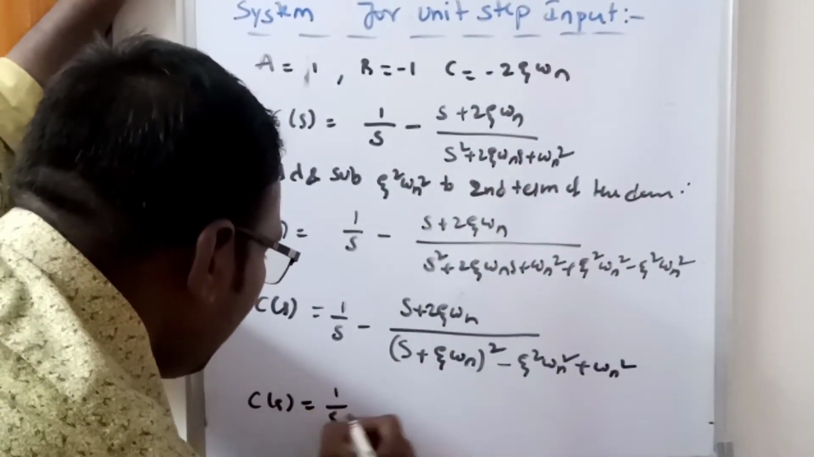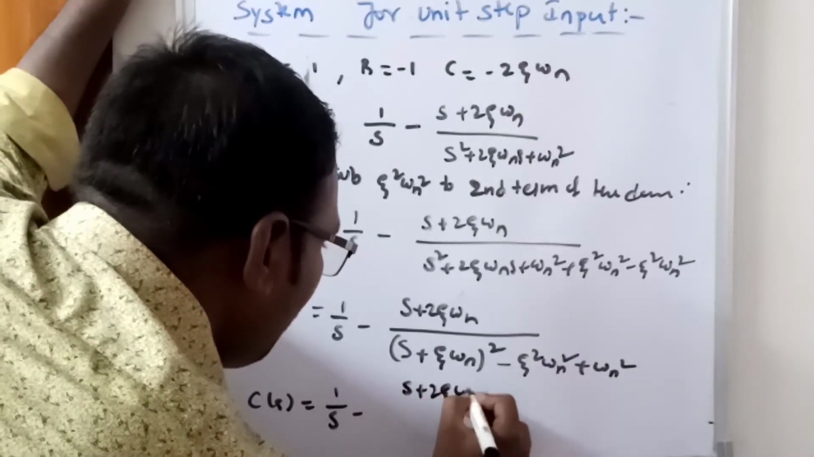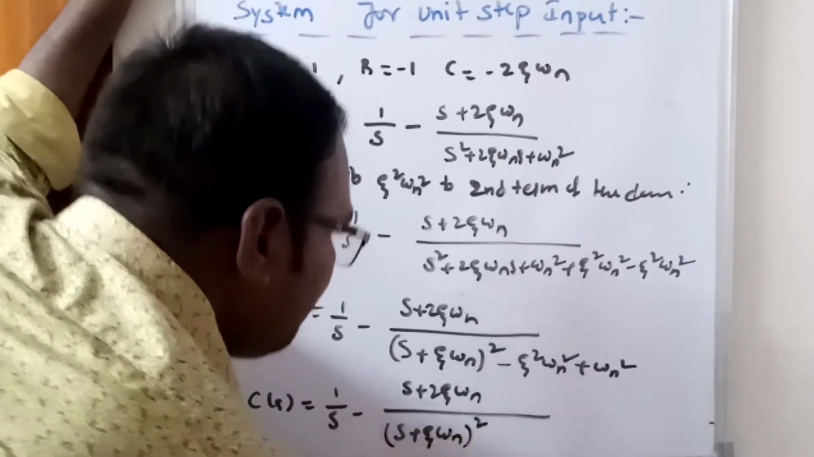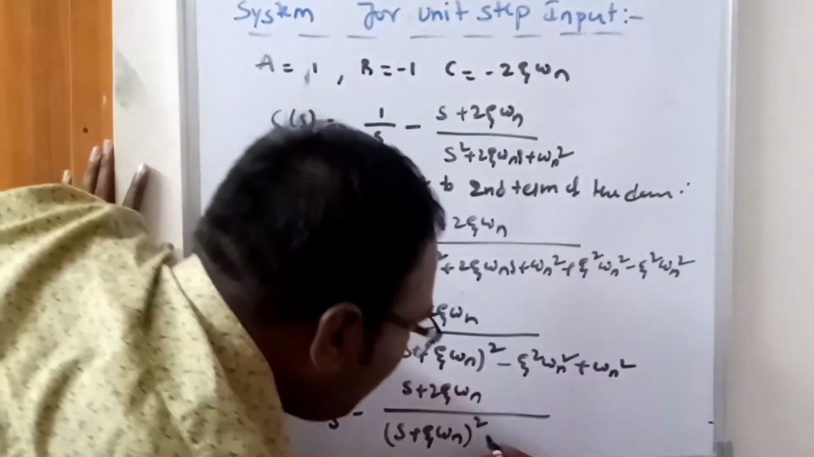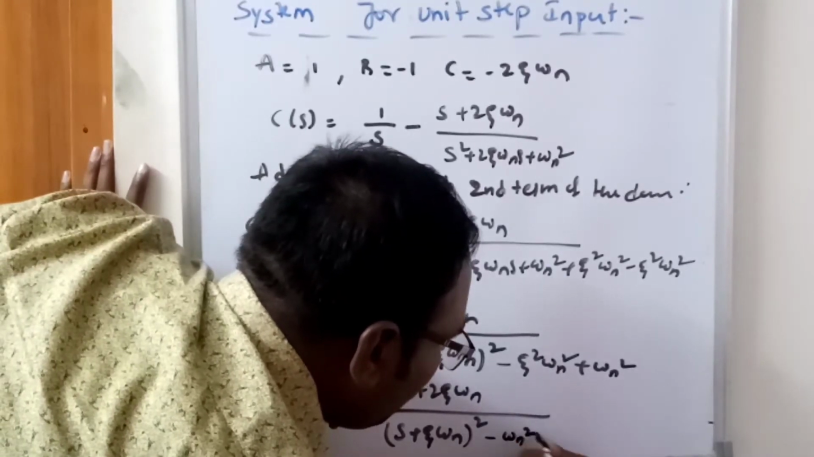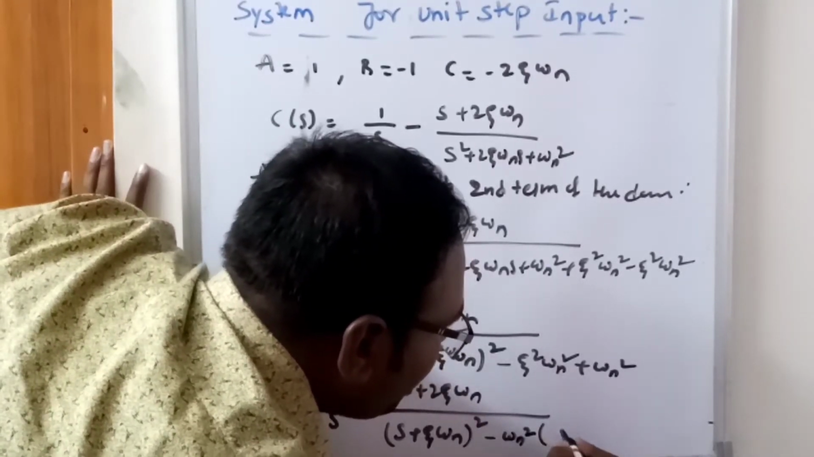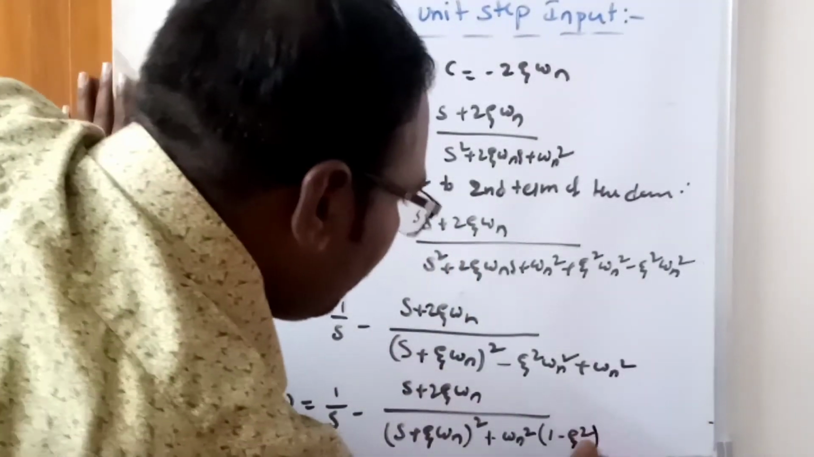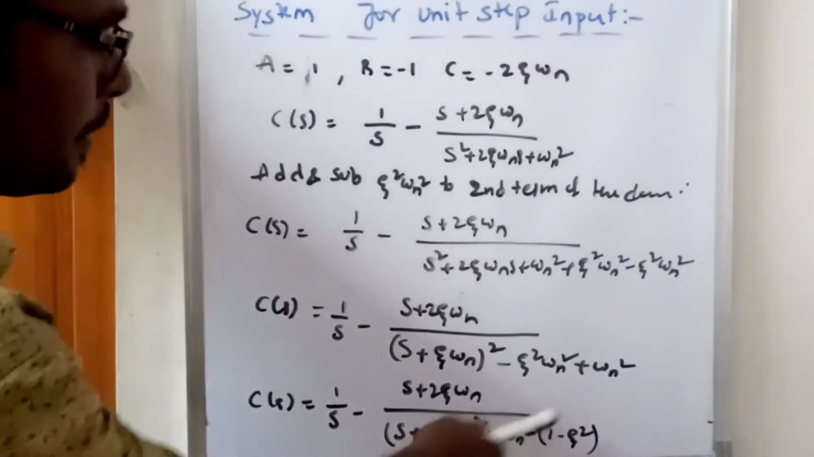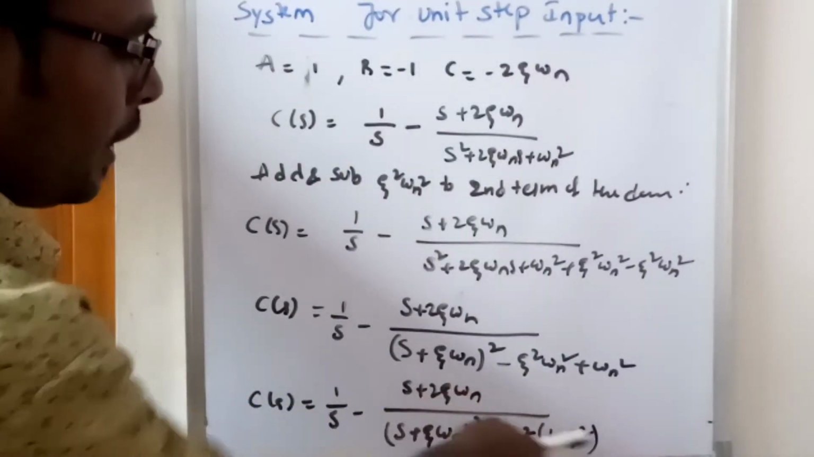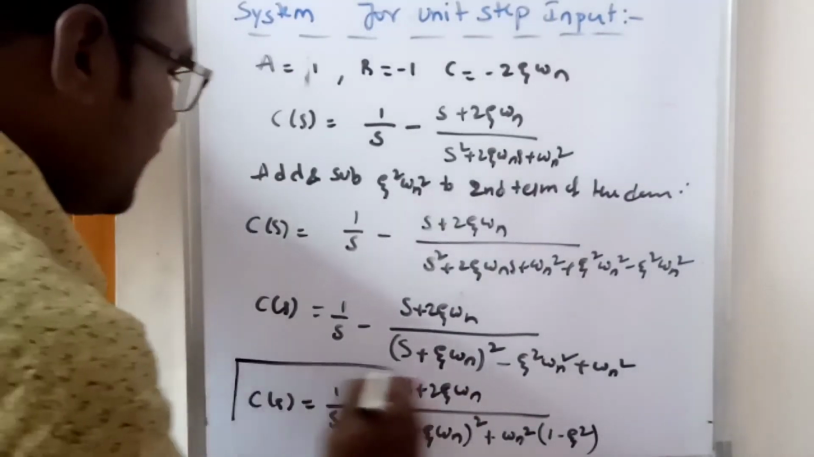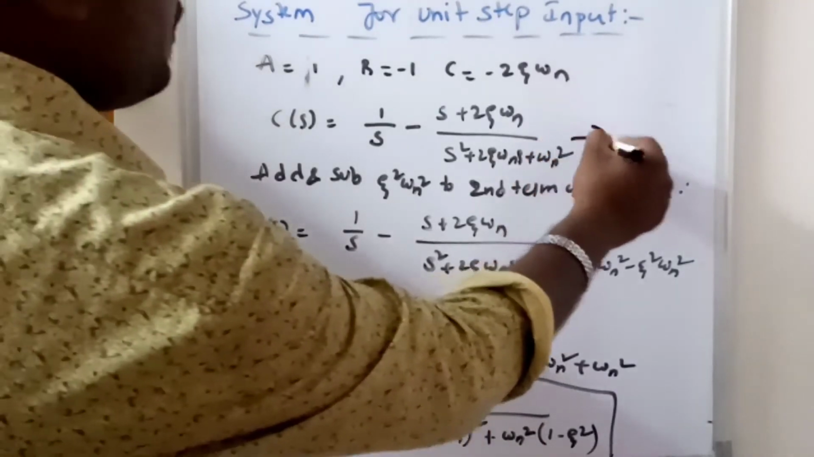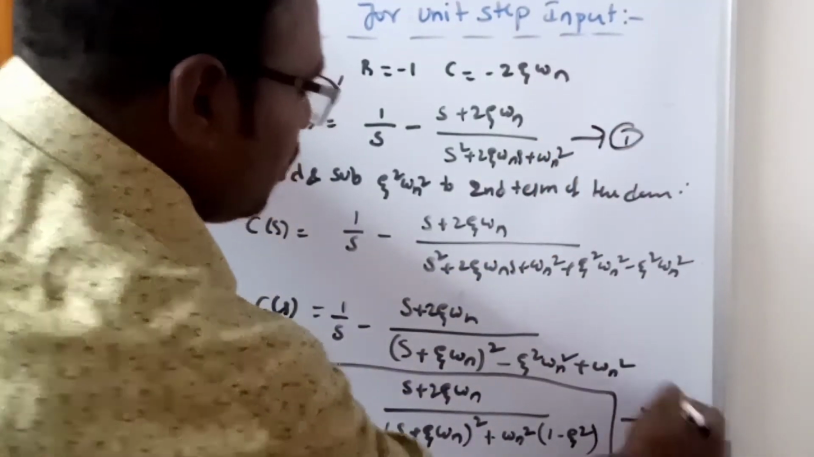Now we simplify this one. What happens? 1 by s minus, s plus 2 zeta omega n by s plus zeta omega n whole square. Here omega n is common in both terms, so omega n square minus zeta square omega n square, we get omega n square times 1 minus zeta square. We take this as equation number 1 and this one as equation number 2.